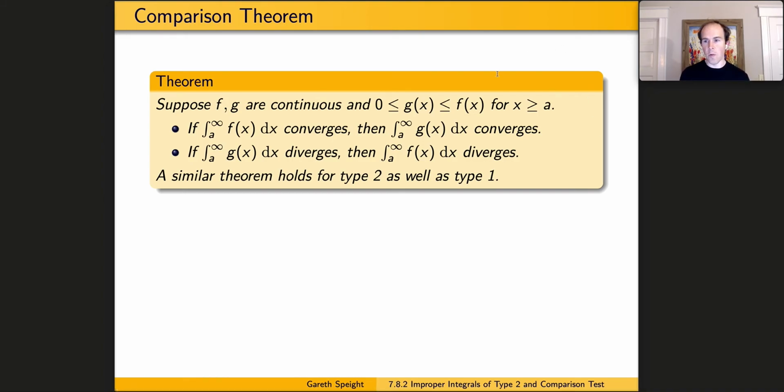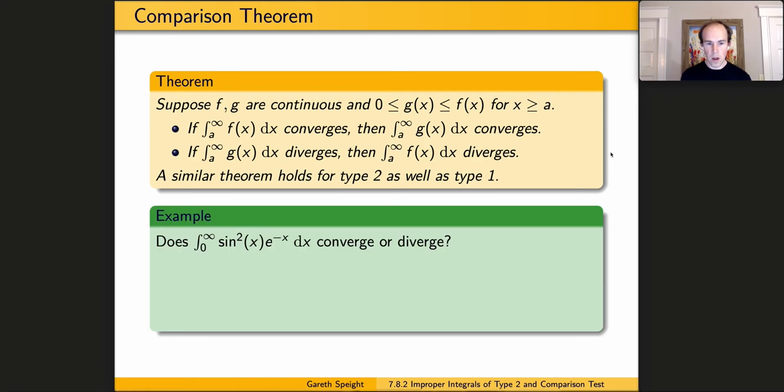So please be very careful of the way that the logic goes here. If g is less than f and the integral of f converges, then the integral of g converges. If the integral of g diverges, then the integral of f diverges. If the integral of g converges, then we can't say anything about the integral of f. It might converge or diverge, it just depends. So the logic here is very important, right? If I have a small function and a large function, and I know the small function converges, I can't say anything about the large function. It just depends.